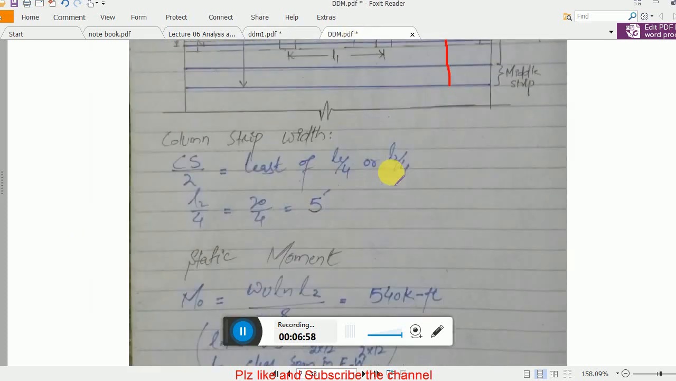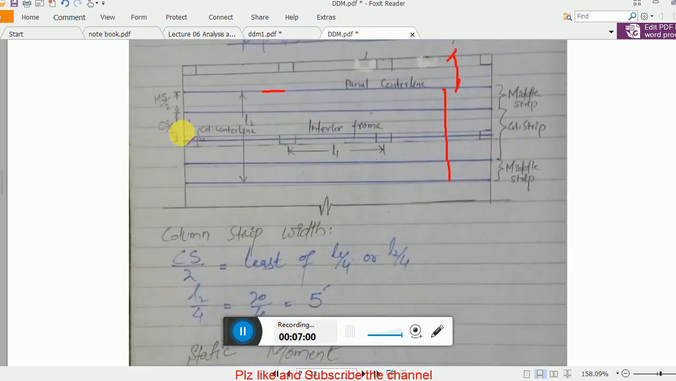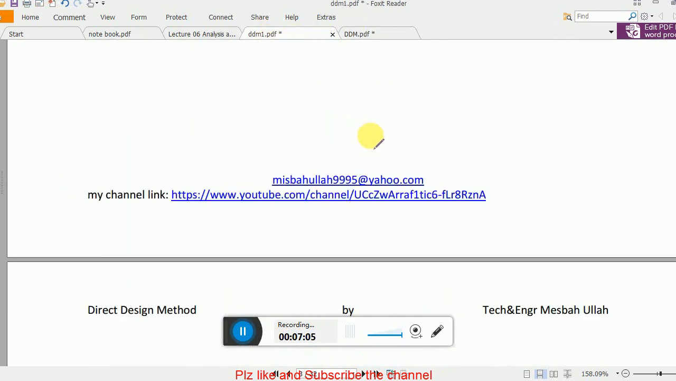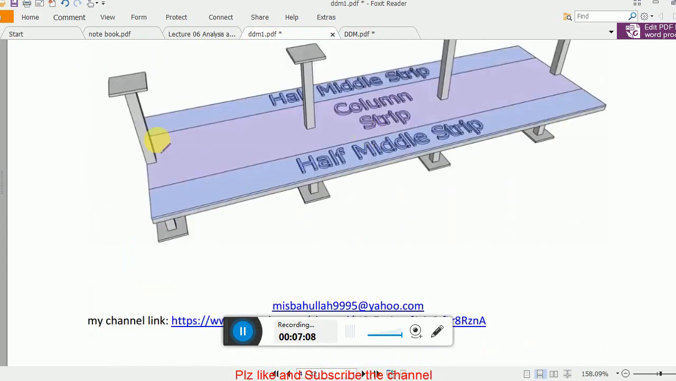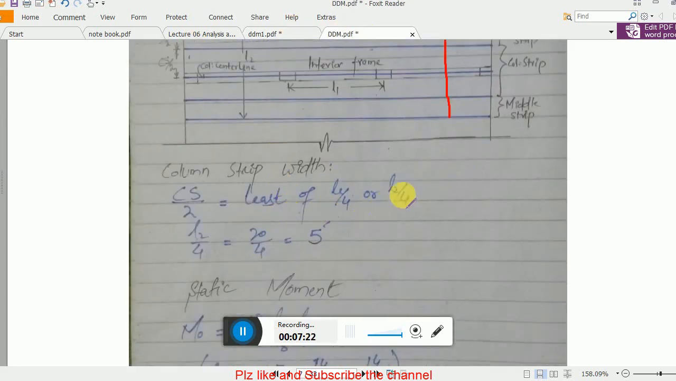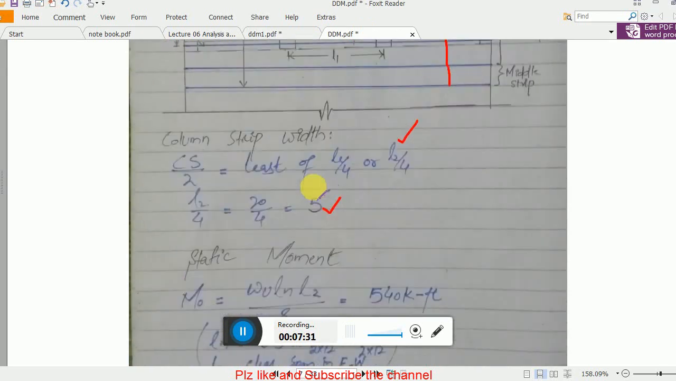Okay, and then you have to find out your column strip width. You know about your column strip width. What is column strip width? Remember, this half width, the total is column strip, but this half is column strip width. Now we have to determine it. The formula for this, you see here, the least of L1 divided by 4 or L2 divided by 4. It is clear that L1 is 25, L2 is 20, so this one will govern, and it will give you 5 feet. And 5 feet, remember.